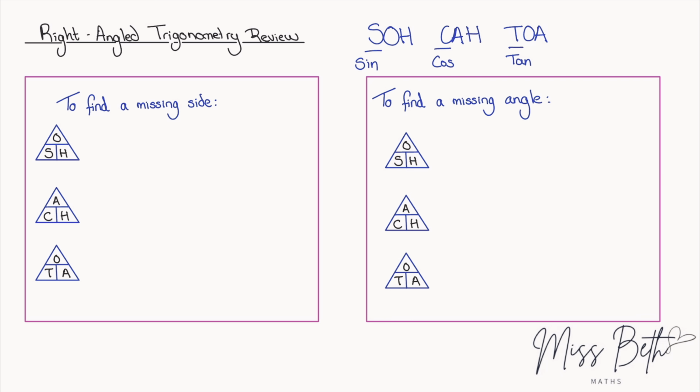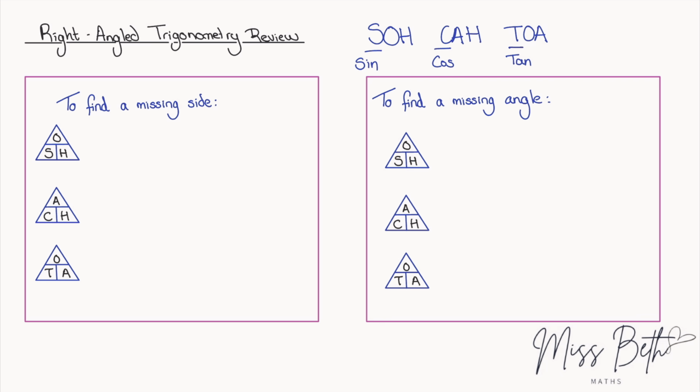Okay. We also have two different ways in which we use these ratios. So the two boxes that we have here, we have to find a missing side, and then we have to find a missing angle. You will also see sometimes these ratios written into little triangles like this. Sometimes that's more helpful for people. You've just got to find the way that suits you.